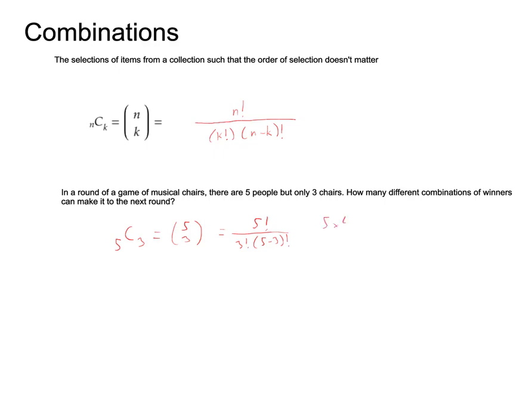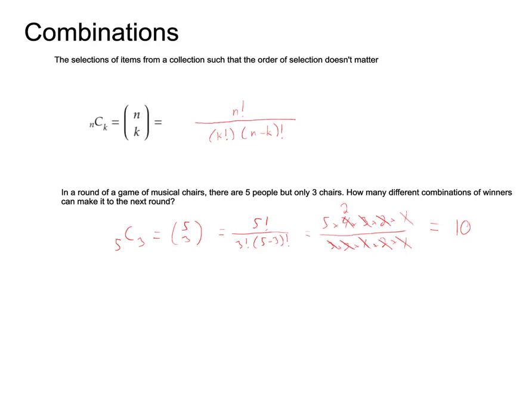5 times 4 times 3 times 2 times 1 over 3 times 2 times 1 times 2 times 1, because 5 minus 3 is 2, and 2 factorial is 2 times 1. Then we see that the 3, 2, and 1 cancel on the top and the bottom. And then we have a 2 that we can cancel with the 4, so the 4 becomes a 2 and the 2 on the bottom disappears. So 5 times 2 gives us a total of 10. So then our answer is simply 10.